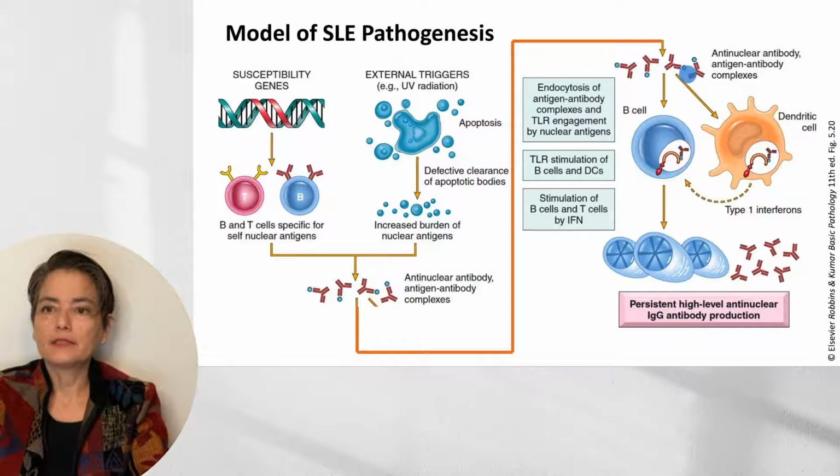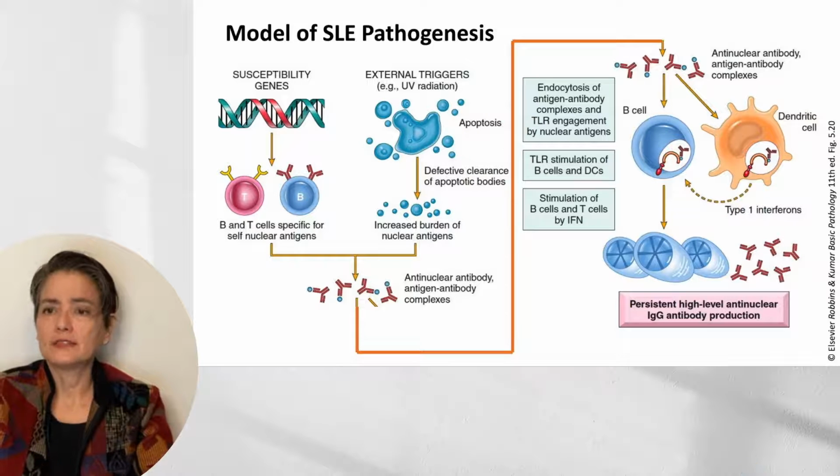These complexes can be endocytosed by B cells and dendritic cells, where they will interact with the toll-like receptor. And when the dendritic cell has this interaction, it's going to release type 1 interferons, which is going to then stimulate B cells and T cells by this interferon to cause a persistent high-level anti-nuclear IgG antibody production.